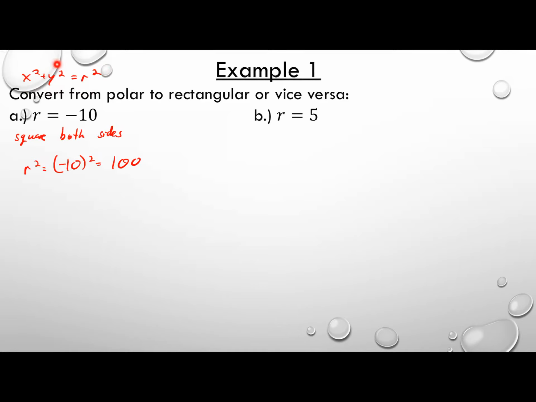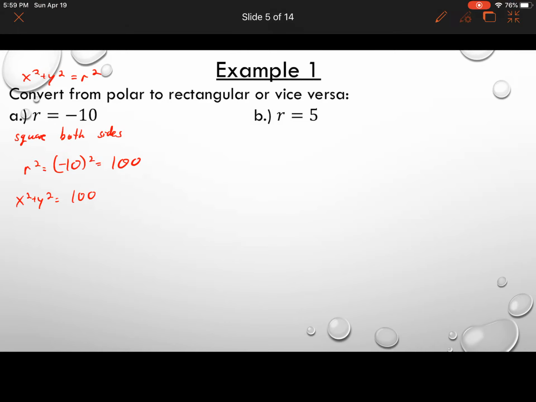Since r squared is equal to x squared plus y squared, we can make that substitution. So instead of writing r squared, I'm going to write x squared plus y squared equal to 100. Once again, I turn this r squared into x squared plus y squared because that is what they are equal to. So if I ever see an r squared anywhere in my equation, I can replace it with an x squared plus y squared, if appropriate. So that is all we would have to do for this problem.